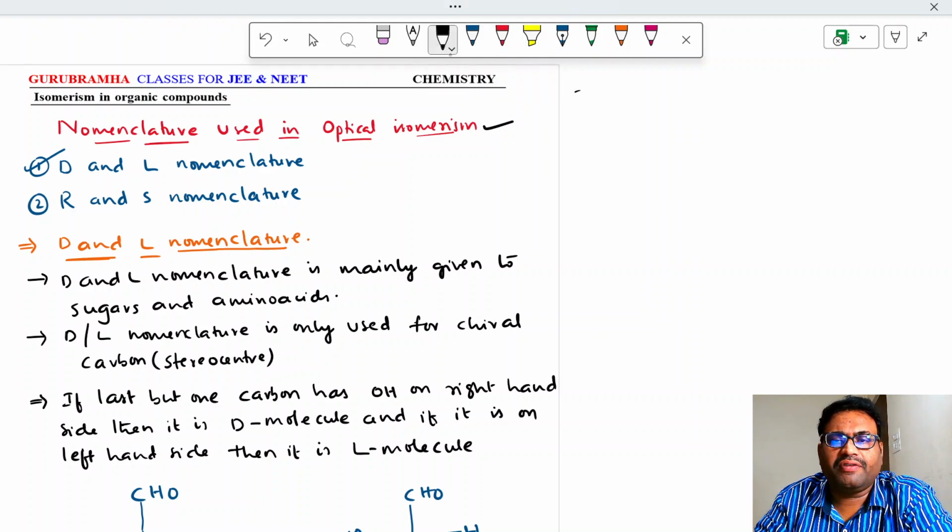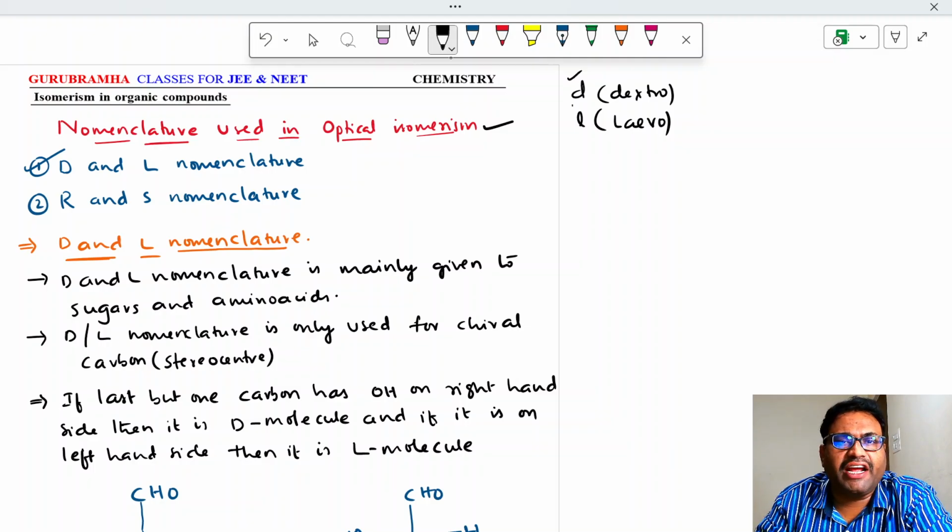Small d has a meaning dextro. Small d can also be represented in another form, which is plus. If a compound rotates the plane of the polarized light in clockwise direction, then we say that it is dextro. So small d has a different meaning. It is a dextro compound. Small d means dextro compound. Small l, if a compound rotates the plane of the polarized light in anti-clockwise direction, then such a compound is called a laevo compound.